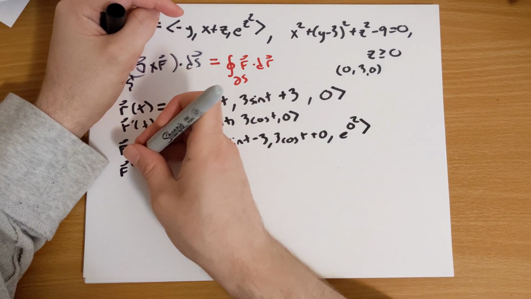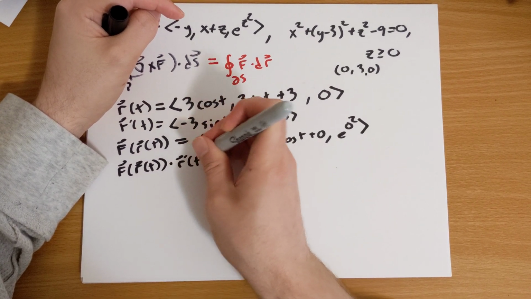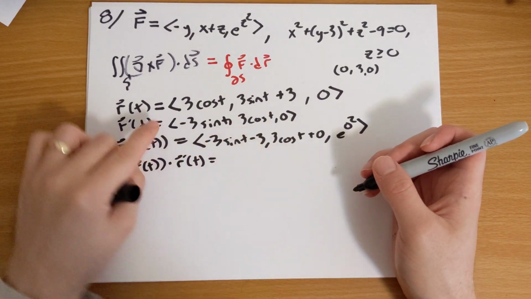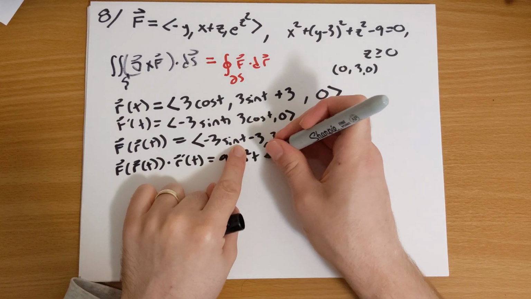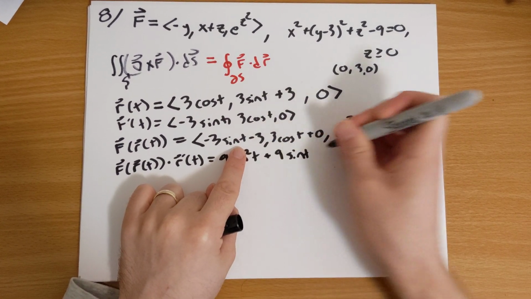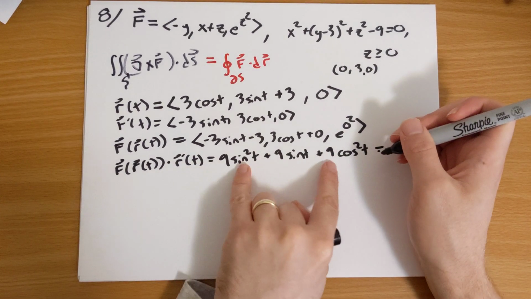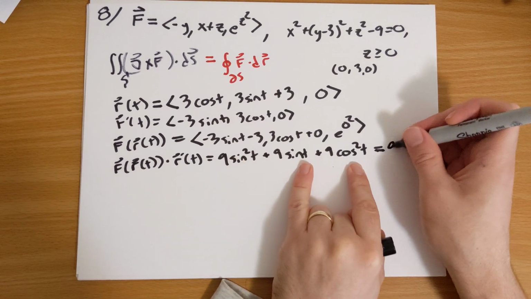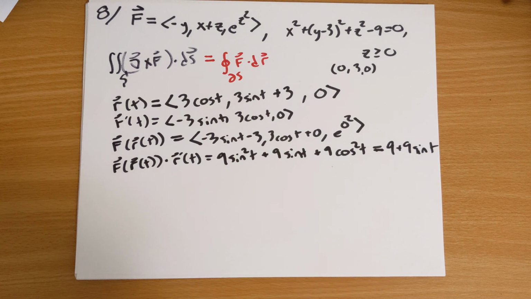That's not really going to matter because our next thing is f of r of t dot product r prime of t. So this dot product with this gives 9 sine squared t plus 9 sine t plus 9 cosine squared t. Oh, look, I see a 9 right here: 9 plus 9 sine t.